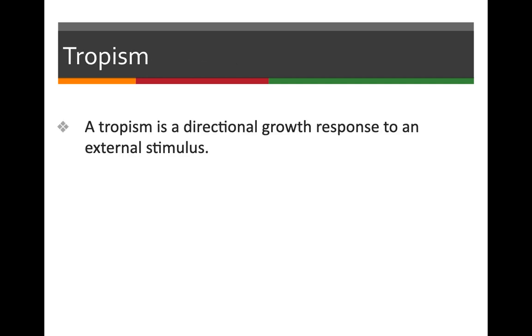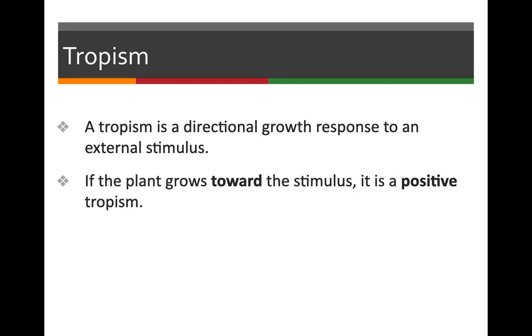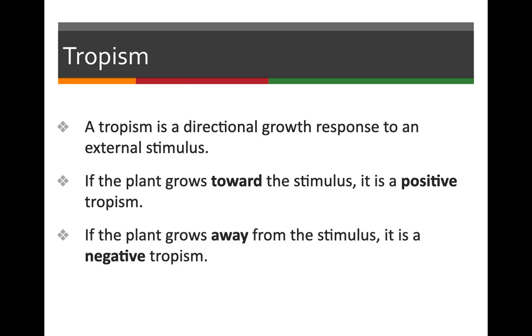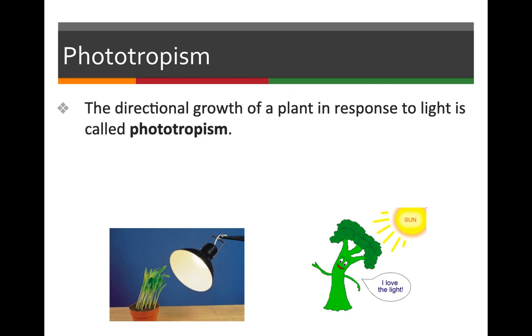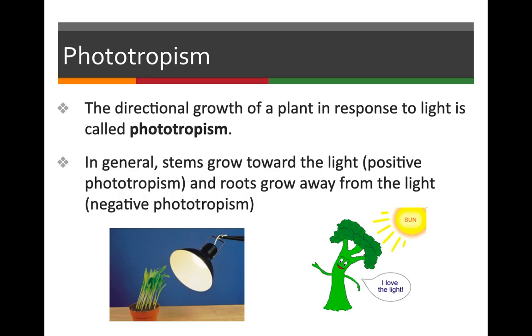Now the tropisms. A tropism is a directional growth response to an external stimulus. If the plant grows toward the stimulus, it is a positive tropism. If the plant grows away from the stimulus, it's a negative tropism. The first type of tropism we're going to look at is phototropism, which you've maybe observed, the directional growth of a plant in response to light. In general, stems grow toward the light, which is a positive phototropism, and roots grow away from the light and down into the ground. That's a negative phototropism.